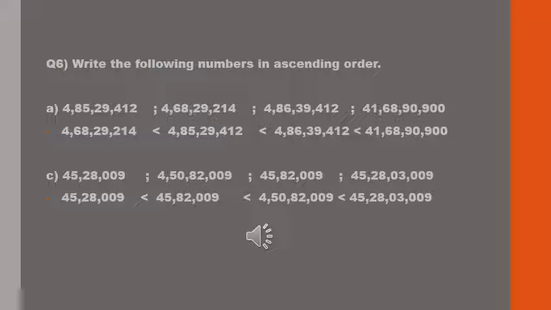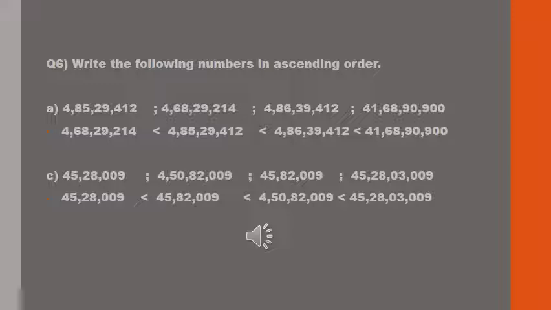मतलब 45 crore 28 lakh 3,009 जो है आपका सबसे बड़ा नंबर है. उससे छोटा नंबर आपका 4 crore 50 lakh 82,009 है. अब हमें इन दोनों में चेक करना है, फर्स्ट नंबर एंड द थर्ड नंबर में, कि कौन सा सबसे छोटा है. अगर lakh period में places same है, we move to the thousand place, it is 28 and there it is 82, which shows that 28 is smaller.